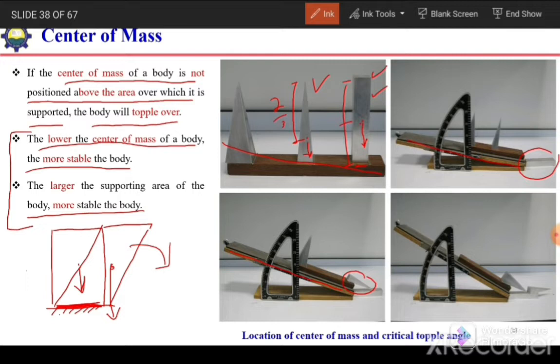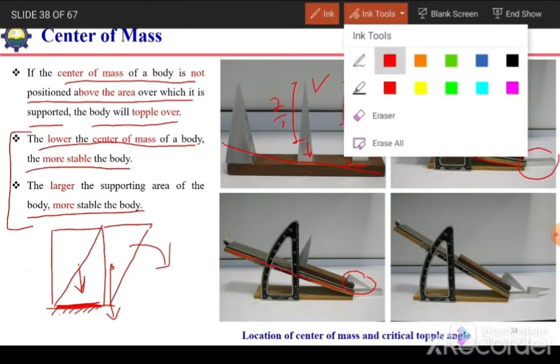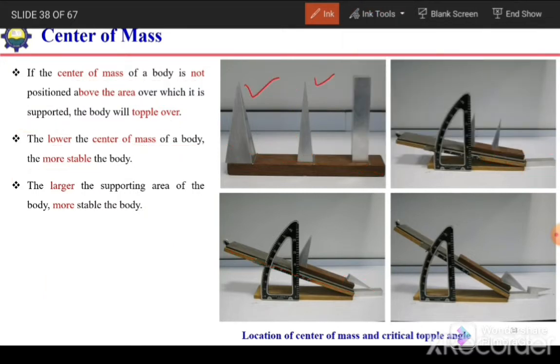In this case both structures have the same supported area, but the structure with the higher center of mass will topple first. And if we compare these two structures, both have the same height and the same shape, so their center of mass will lie at the same height. But in the case of the second shape we have a higher supported area. Because of the higher supported area, it will topple later, at a higher inclination angle.